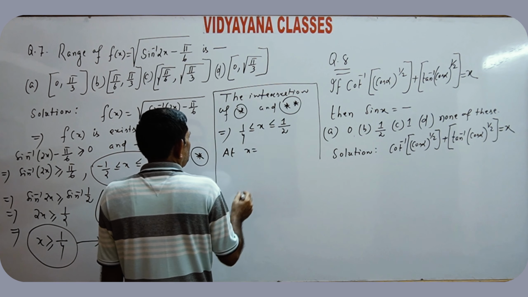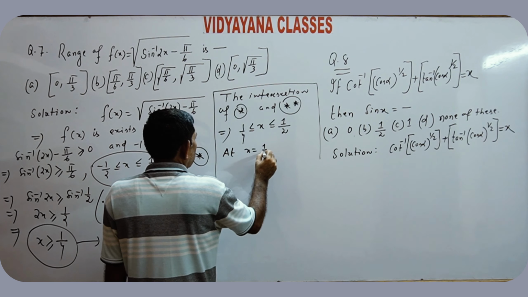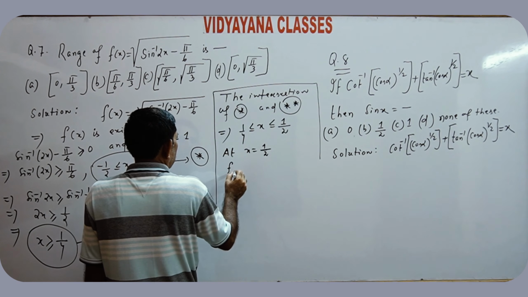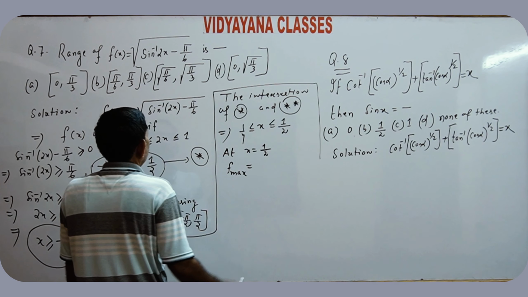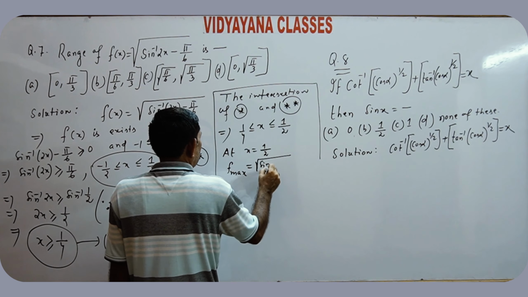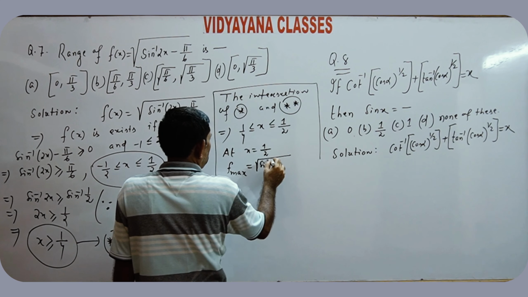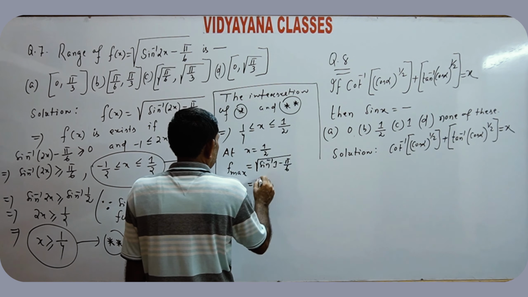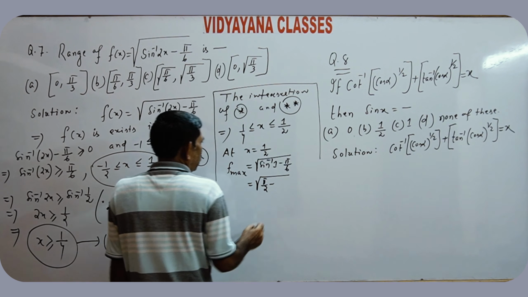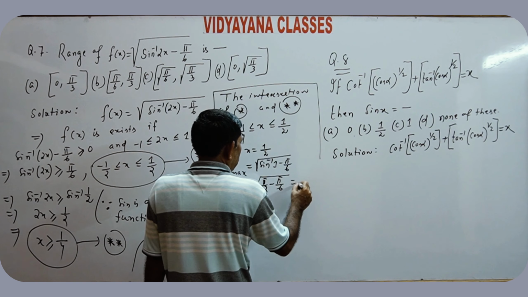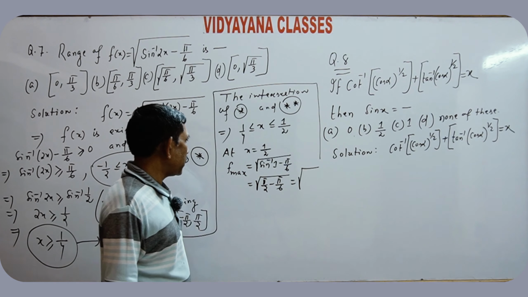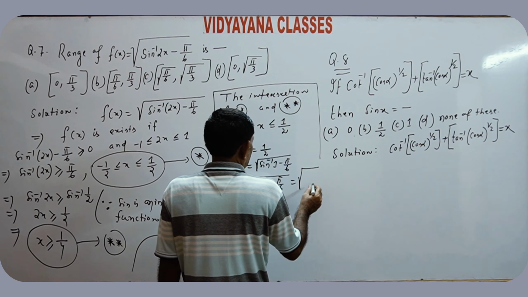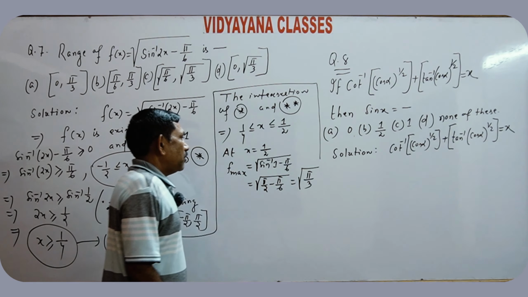At x equal to 1 by 2, f is the maximum. F max is equal to square root of sin inverse of 2x, which is sin inverse 1 minus pi by 6, which is same as square root of pi by 2 minus pi by 6, which is equal to square root of 90 minus 30, which is equal to 60, square root of pi by 3.